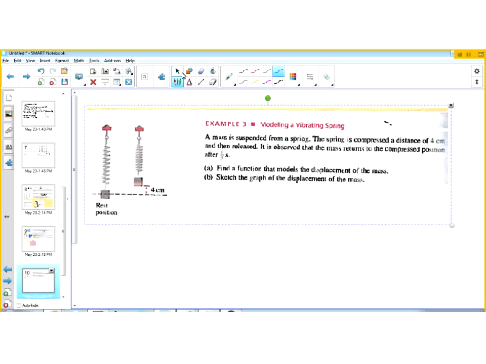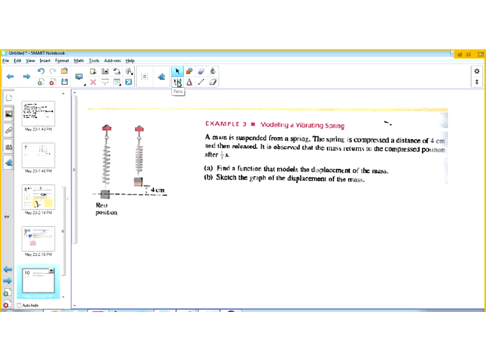Okay, so here we have a problem where a mass is suspended from a spring, and the spring is compressed a distance of 4 centimeters and then released. So as shown in this figure, you compress the spring 4 centimeters and release it. It's observed that the mass returns to the compressed position after 1/3 seconds. So we want to find a function that models the motion of the mass. Okay. All right, so here's how we deal with it.